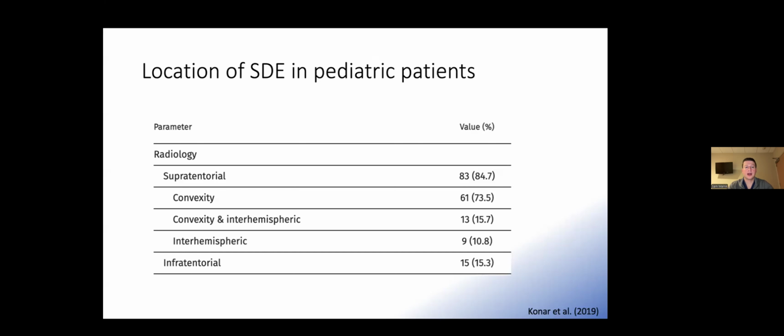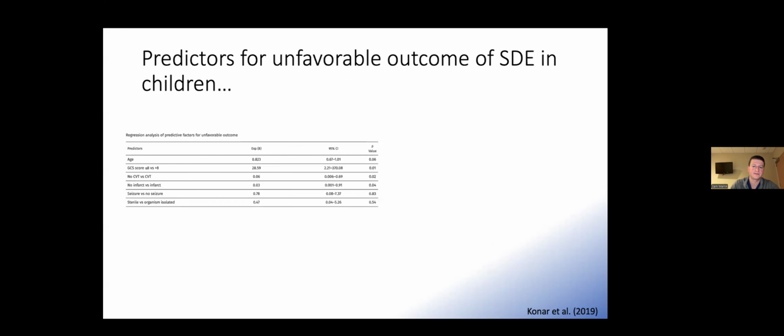A number of papers have been published on the location of subdural empyemas in pediatric patients, where fortunately the large majority of these patients have empyema in the supratentorial space, mostly on the convexity. There is a number of case series that have been published on interhemispheric subdural empyemas, as well as infratentorial subdural empyemas, which are more difficult to treat given their anatomic location.